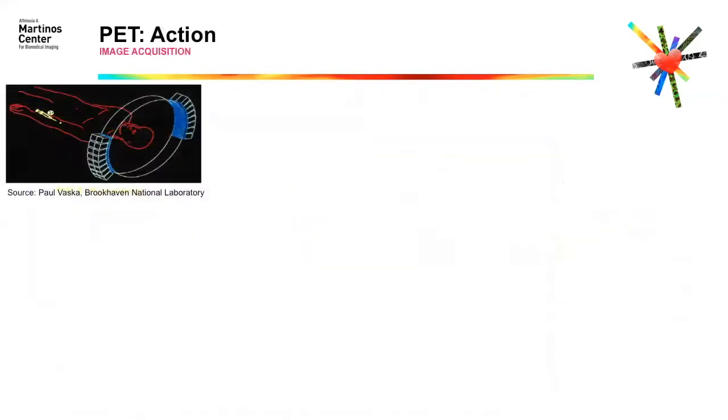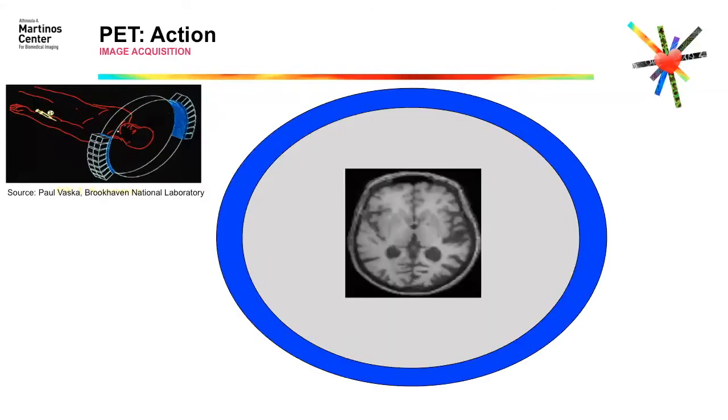So we have the tracer. We know that they emit gamma rays. We have the camera. All we need is to collect the action on the movie. So we are going to place a patient in the scanner. In this case, this is a brain.